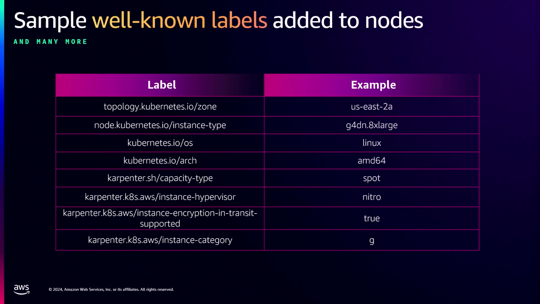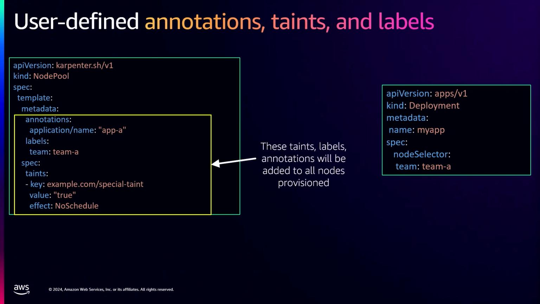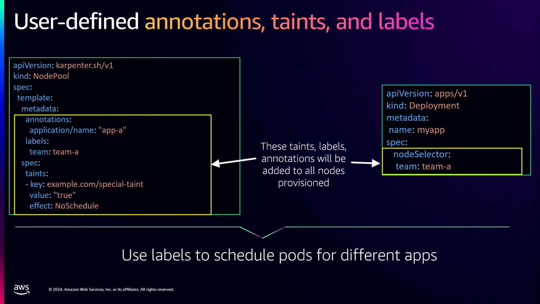Okay, you might ask, that's a good start. How about user-defined labels? Karpenter supports that as well. In this example on the left, I'm showing how to use user-defined annotations, taints, and labels in your node pool. And on the right, you can reuse those labels, taints, and annotations to schedule your pod. This is a very, very popular way to schedule pods for different applications, right? You can have different node pools with different labels, and the different teams can use those different labels to schedule their workloads.